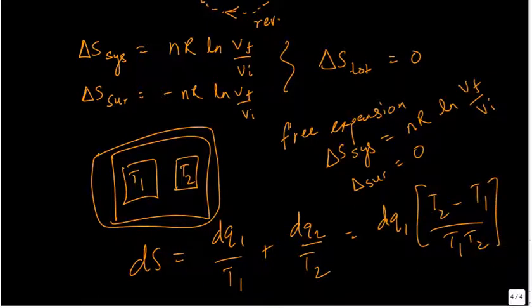Yes? Now, you want that dS should be greater than 0. And when would that be true? If T2 is larger than T1, then dq1 should be positive, which means heat should flow from 2 to 1. If T1 was larger, then heat would flow from 1 to 2. Only then in those cases your change in entropy would be a positive number.